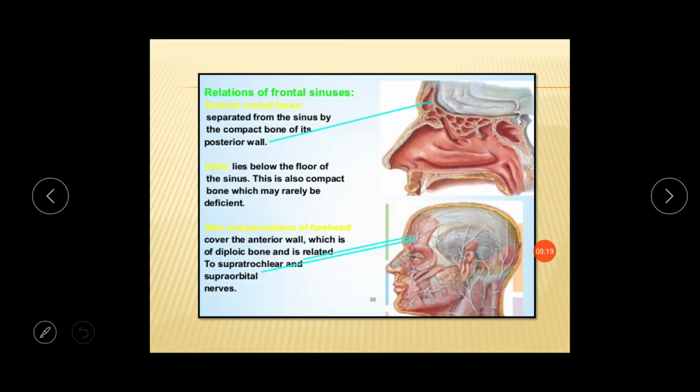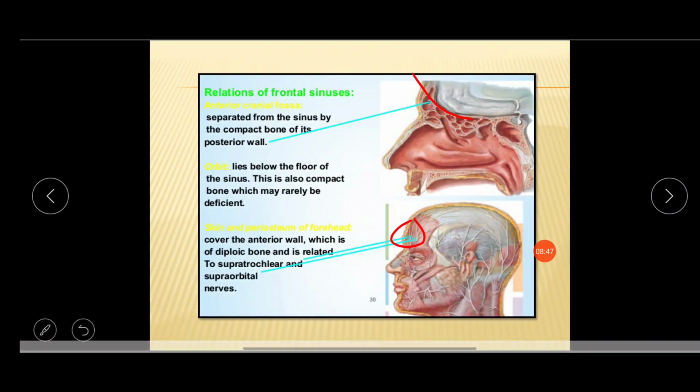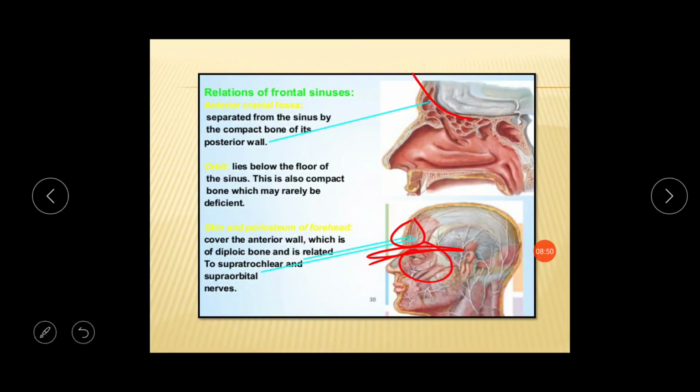The anterior cranial fossa is situated over the roof of the frontal sinus and separated from the sinus by a compact bone of its posterior wall, meaning the inner table of the frontal bone. The orbit lies over the floor of the sinus, and there is also compact bone which may rarely be deficient between the frontal sinus and orbit. Here the frontal sinuses are situated, so the orbit is situated in the floor of the frontal sinus.